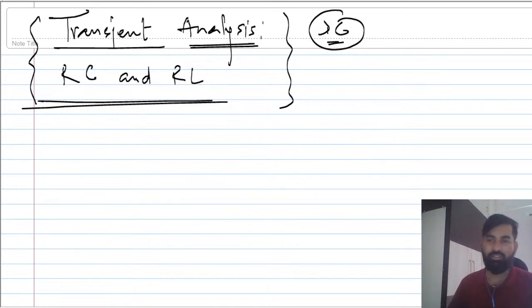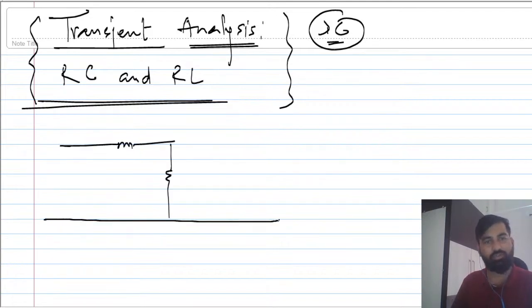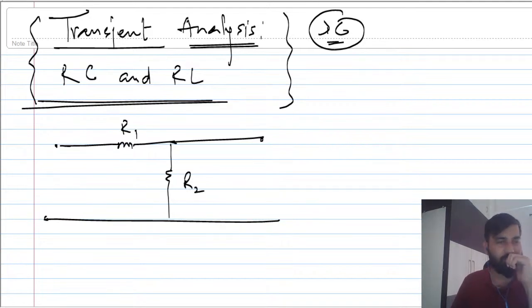Suppose I take two resistances here, R1 and R2. There is no capacitance or inductance connected in this circuit. If we apply some voltage V to excite this circuit, and somebody asks what is the voltage across the resistance R2, what is your answer?